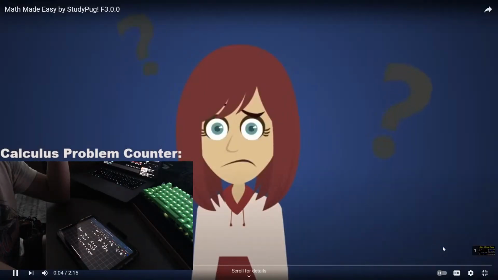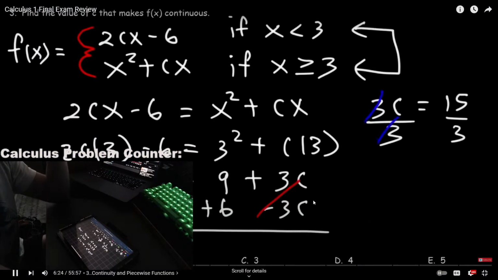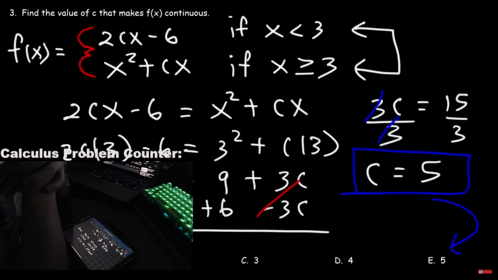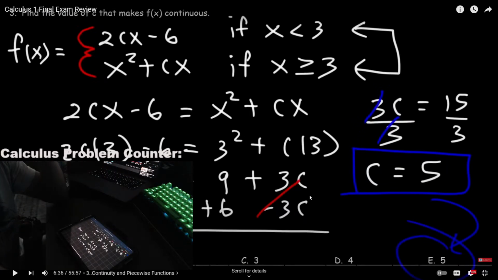We get 15 over 3, which is 5. And so that's the answer. C is equal to 5. So that's the value of c that makes f of x continuous. So E is the correct answer. Set them equal to each other.